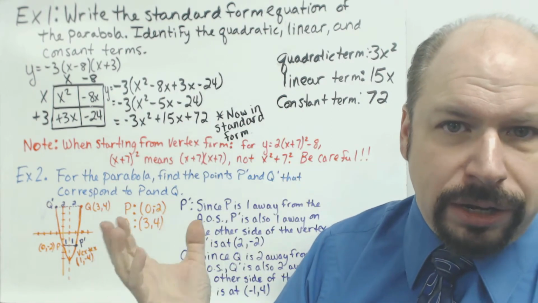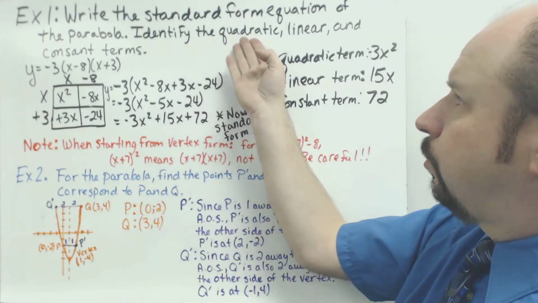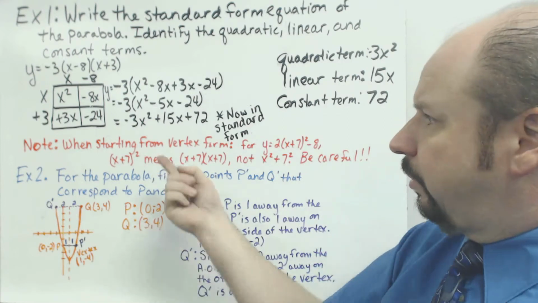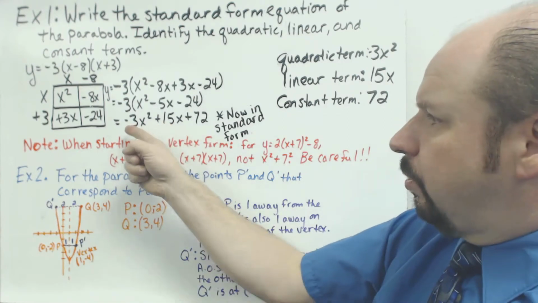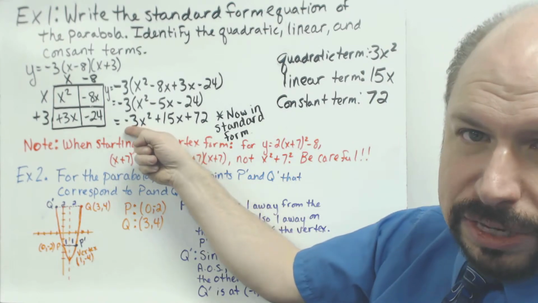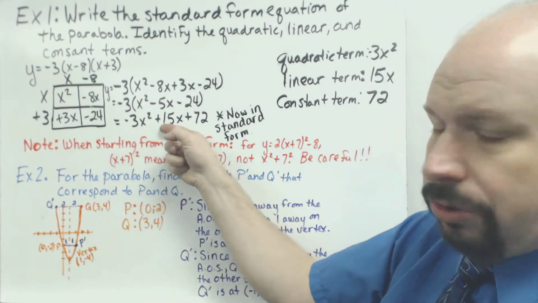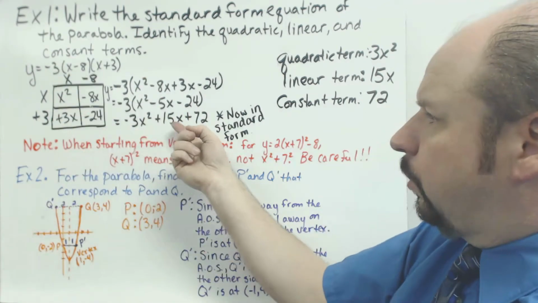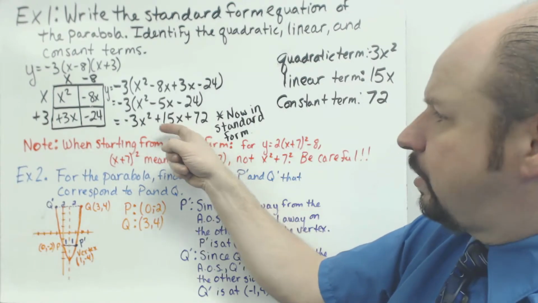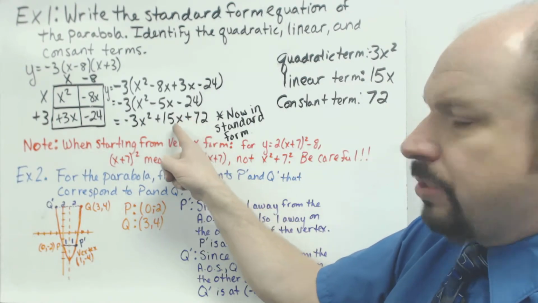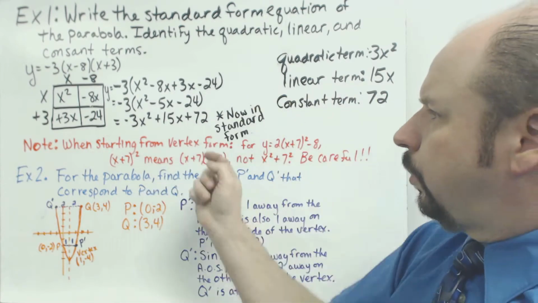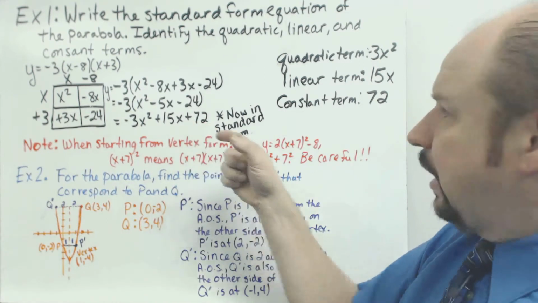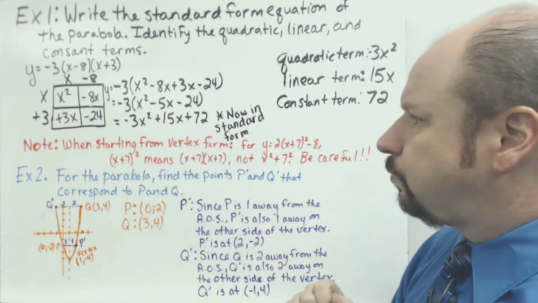We can now identify the three types of terms that they wanted: the quadratic, linear, and constant terms. The quadratic term, of course, is just the one with the x squared attached to it. So in this case, our quadratic term is negative 3x squared. Our linear term, well, if you think of linear functions that we've been working with, we have an exponent of 1 on the variable. So 15x is our linear term. And our constant term is just the one on the end with no variable attached to it. So in this case, our constant term is 72.